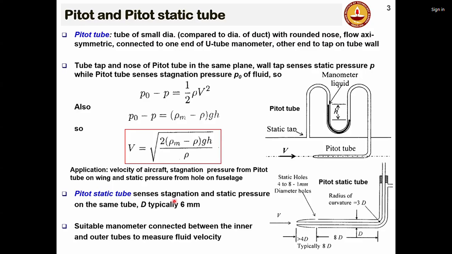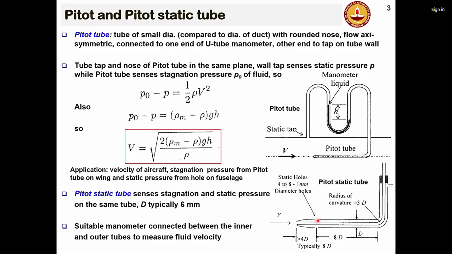And a pitot static tube would sense both the stagnation pressure as well as the static pressure on the same device. So this is a typical construction of a pitot static tube. You have a streamlined nose, and here at the tip of the nose, you will have a stagnation point. That means this area is connected to one U-tube manometer, which would measure the stagnation pressure.